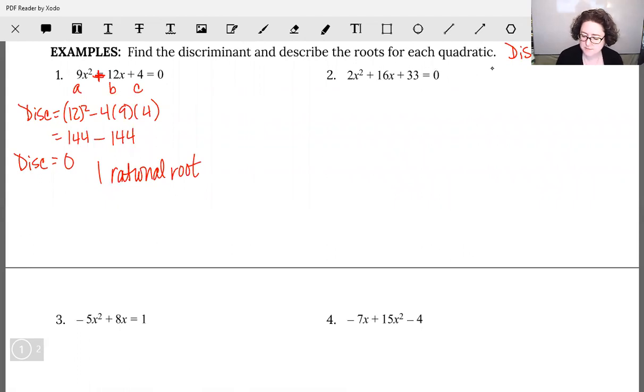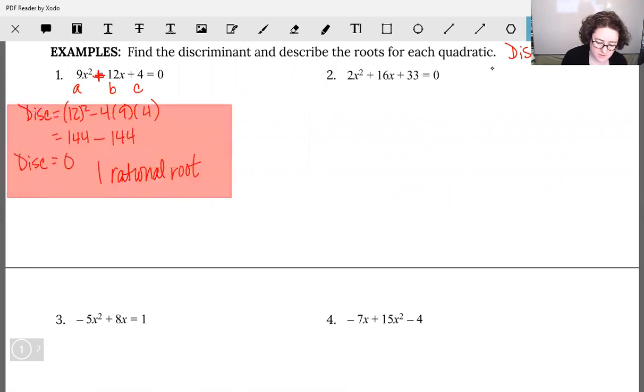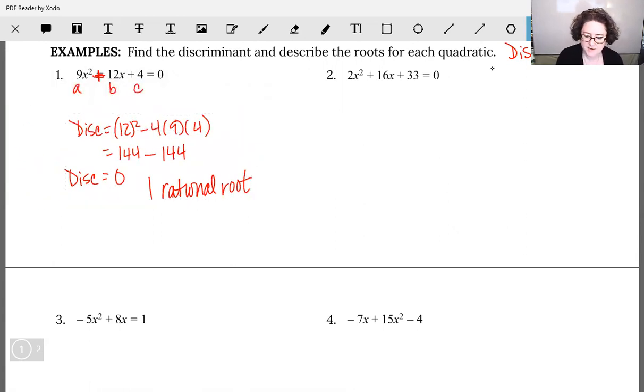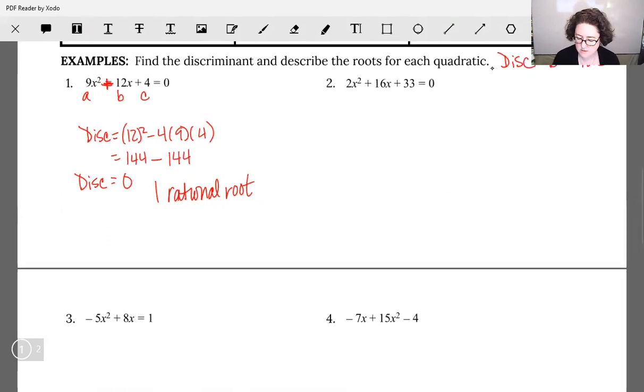Alrighty, let's look at number 2. Let me move these over and get my work centered a little better. There we go. Okay, number 2: 2x squared plus 16x plus 33. Again, everything's already set up, ready to go for us. So here we go. Our discriminant equals b squared, in this case 16, minus 4 times our a, which is 2, and our c, which is 33.